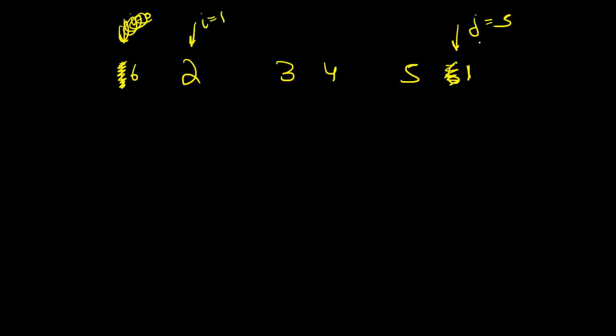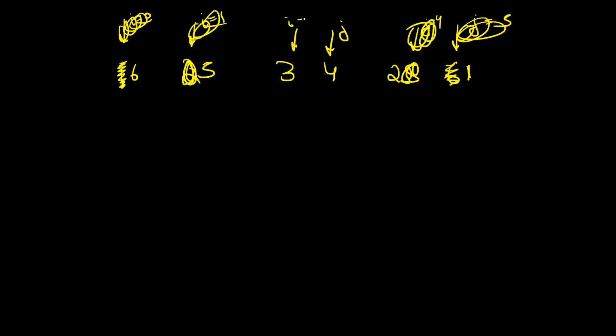So i comes at index 1. j goes to index number 4. Okay. Is i less than j? Yes. So again, do a swapping. 5 comes here, 2 goes here. Okay. Do an i plus plus, do a j minus minus. Now i is at index number 2, j is at index number 3. Is i less than j? Yes, 2 is less than 3. So again, I will perform a swapping. 4 comes here, 3 comes here. Then do i plus plus and j minus minus.